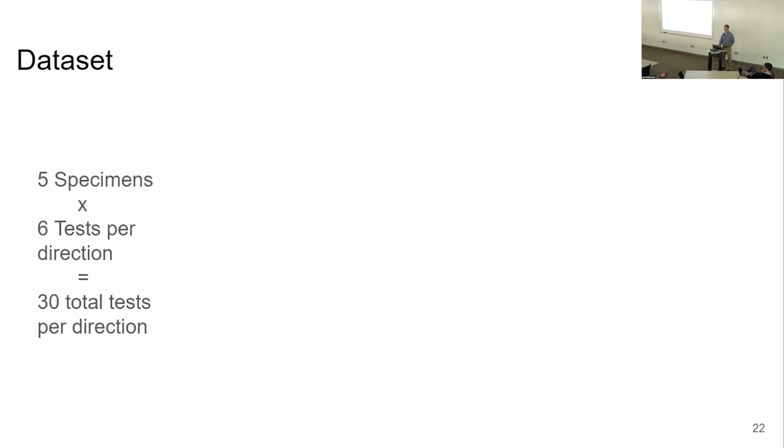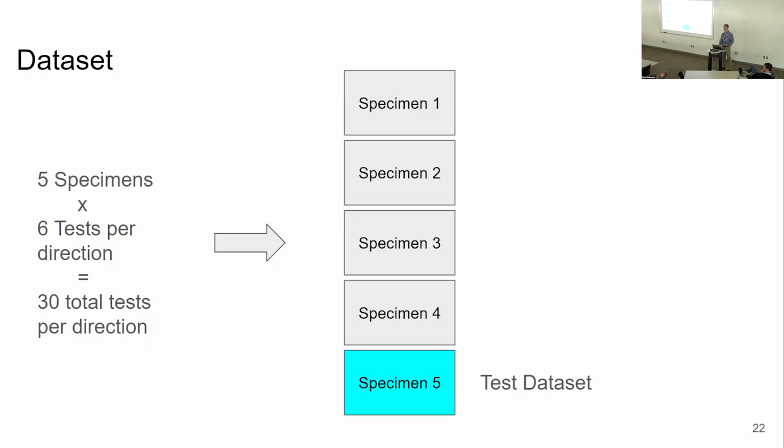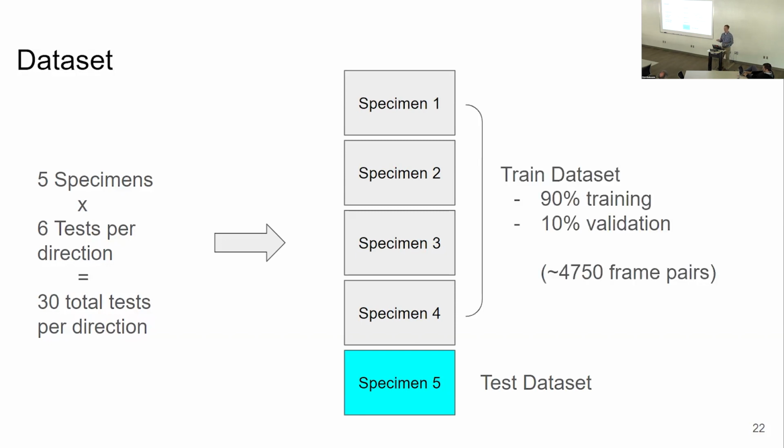Our data set, like I talked about before, has 5 specimens worth of tests, 6 tests per specimen per direction. So that's 30 total tests per direction. I've kept 1 specimen out for the test data set, and the other 4 are the train data set. Right now I've been using a 90-10 split for training and validation. In total, this comes out to a little under 5,000 frame pairs, which ideally we would have more.